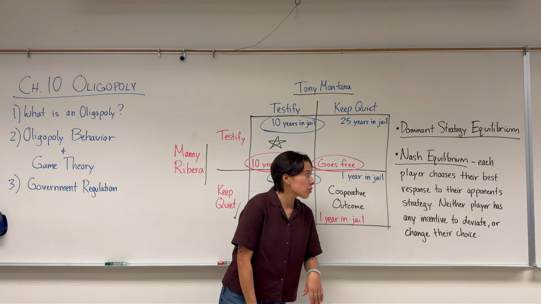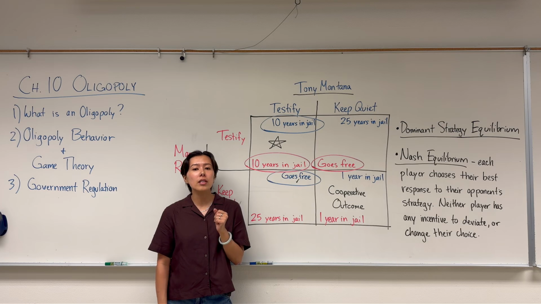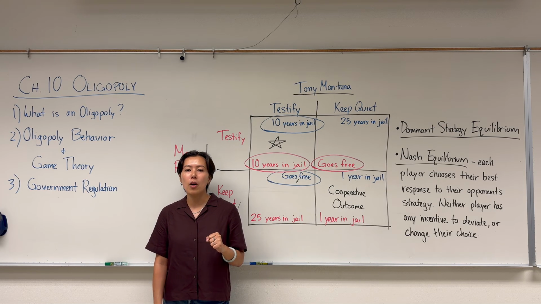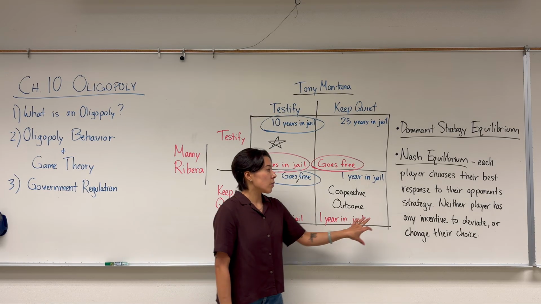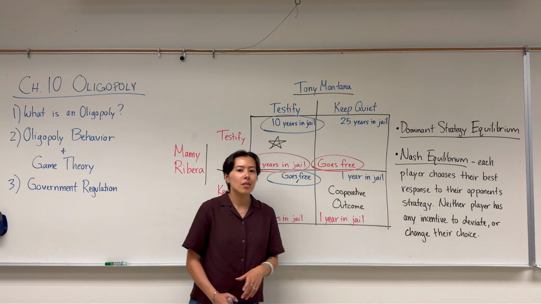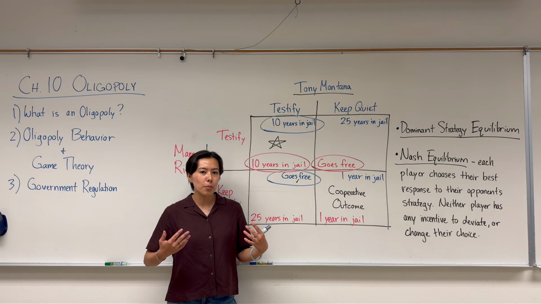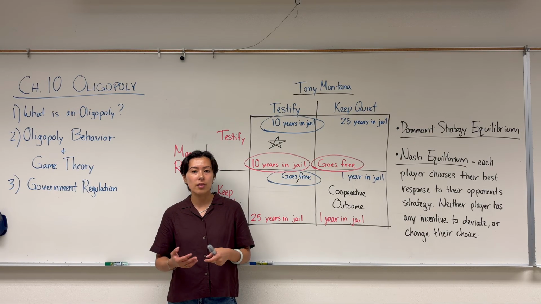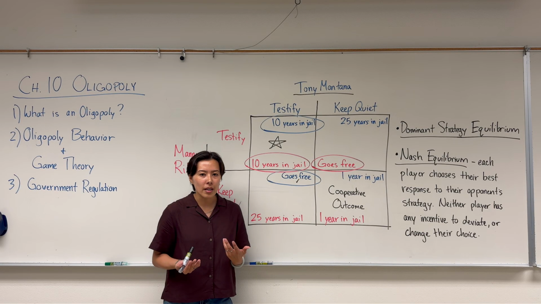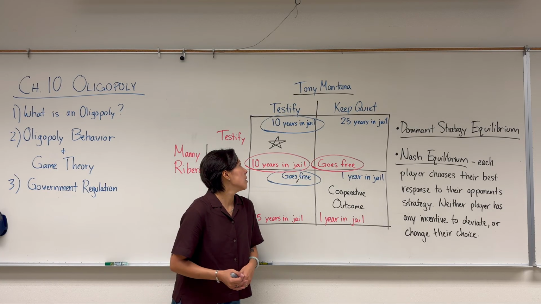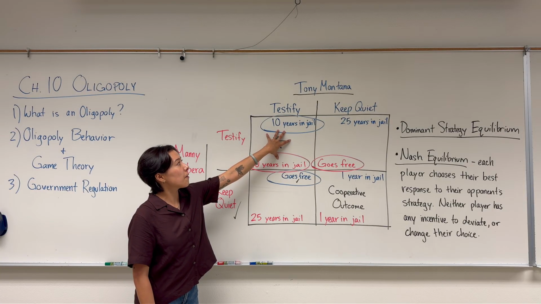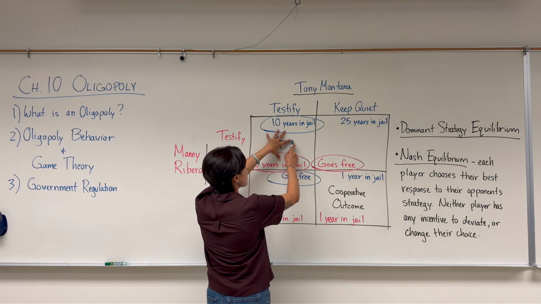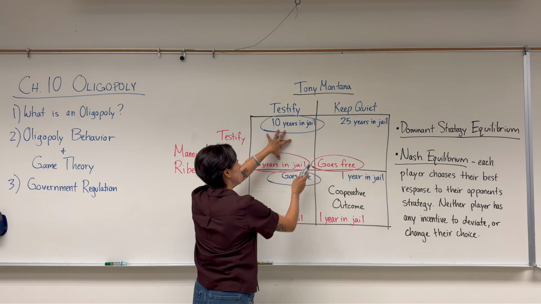So in a Nash equilibrium, each player is choosing their best move or their best response to the strategy that was chosen by their opponent. When we reach this Nash equilibrium, there's no incentive for either player to deviate from their choice. By deviating, they would just make themselves worse off. So if we're here where Manny and Tony have both chosen to testify, there's no incentive for Tony to deviate and choose to keep quiet.